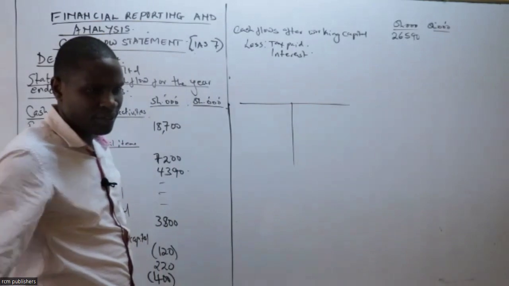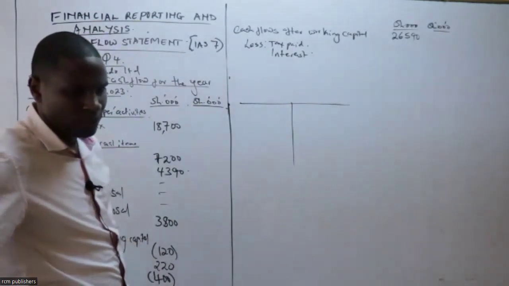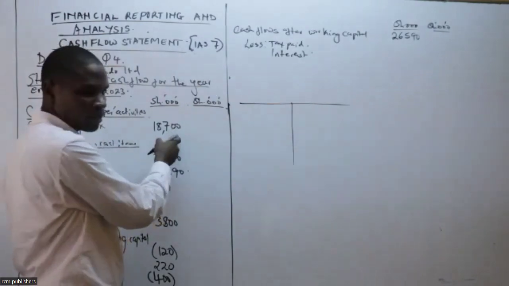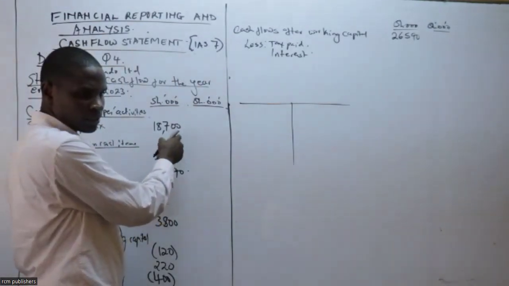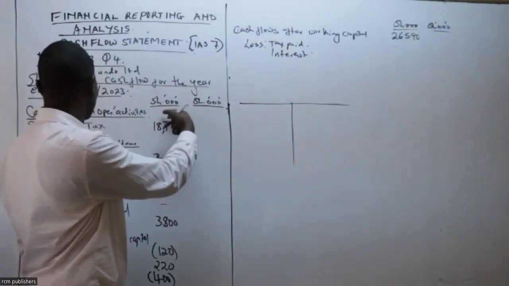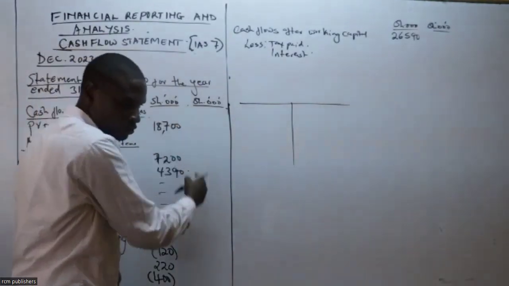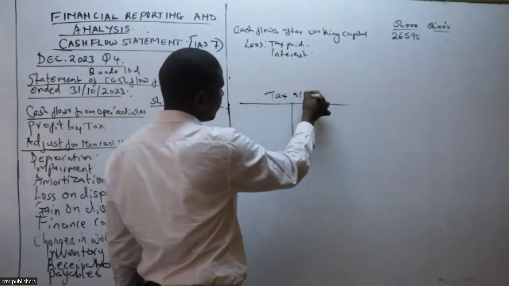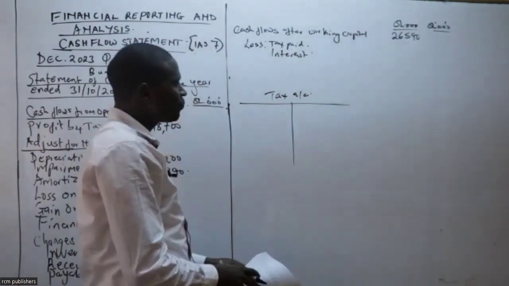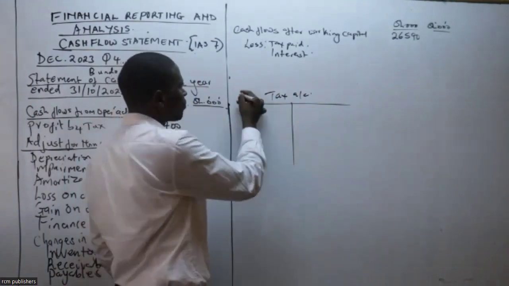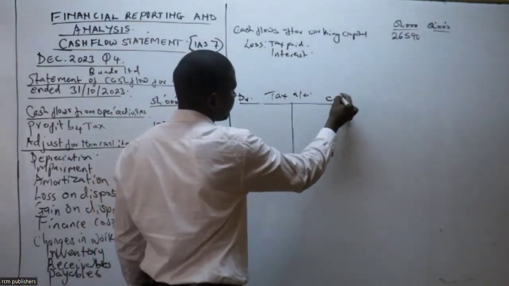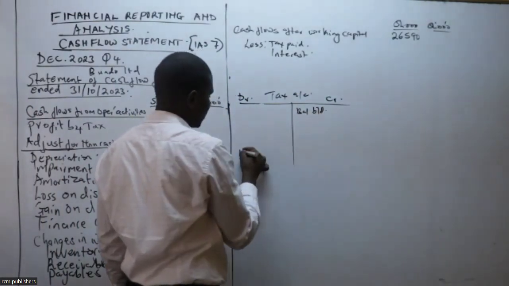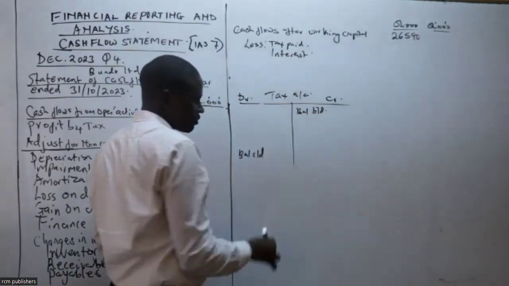Getting that three total. Don't forget here, don't forget here also, don't forget this also. All of this, even profit before tax, all of it. So this is a tax account. Remember, we are coming up with a tax account, this is debit, this credit side. So the balance brought down will be on this side, and balance carried down will be on this side.